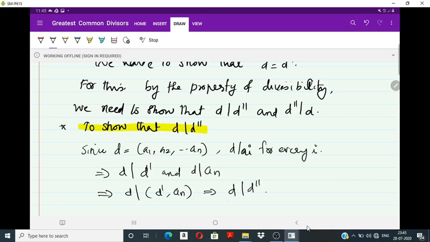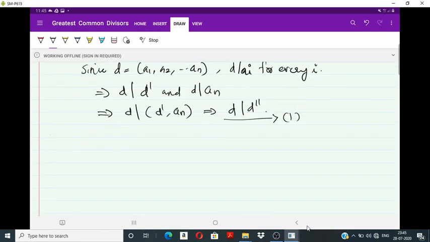Let this be equation number 1. So D divides D double dash is obtained. Now we need to show that D double dash divides D. Now we need to show this one, D double dash divides D.